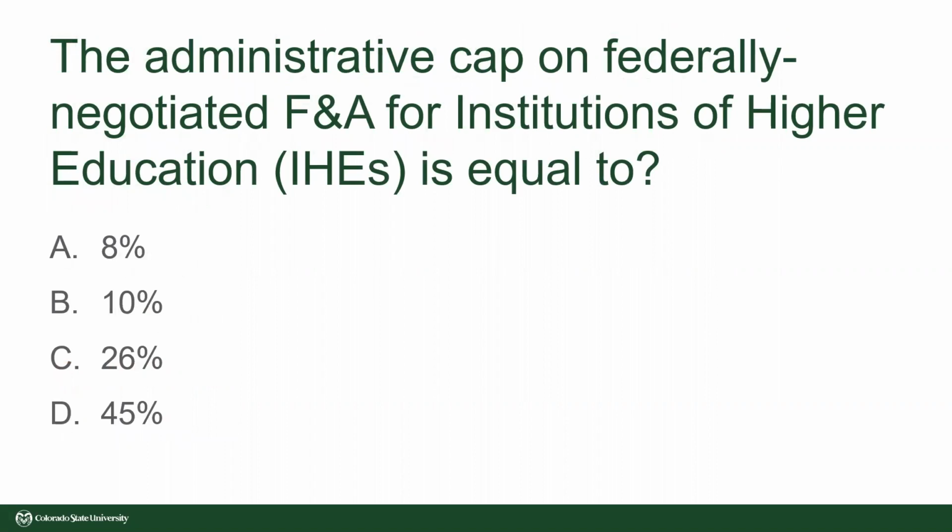The administrative cap on a federally negotiated F&A for institutes of higher education is equal to what percentage? A, B, C, or D? I see lots of C's. That is correct. It's the 26%, which happens to also be typically our off-campus rate, right? Because with off-campus, we are only using administration. We are not using the facilities.